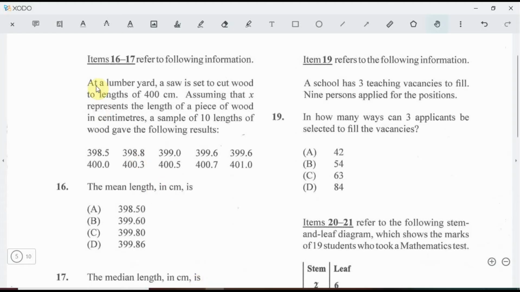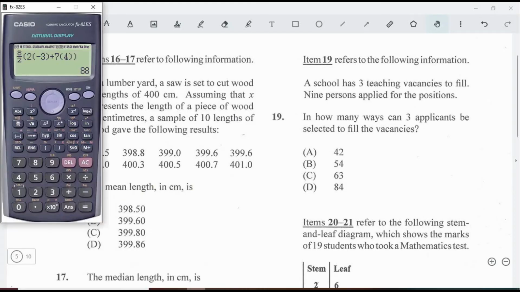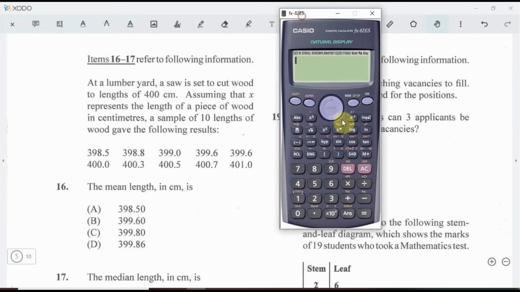It says, at a lumber yard, a saw is set to cut wood to lengths of 400 centimeters. Assuming that x represents the length of a piece of wood in centimeters, a sample of 10 lengths of wood gave the following results. The mean length in centimeters is, so now we're just going to pop out our calculator and do this.